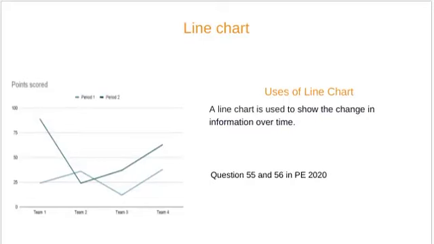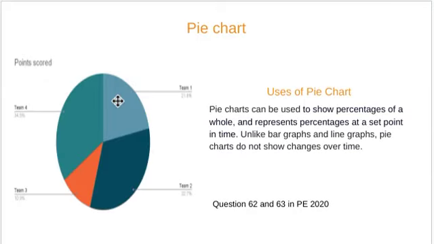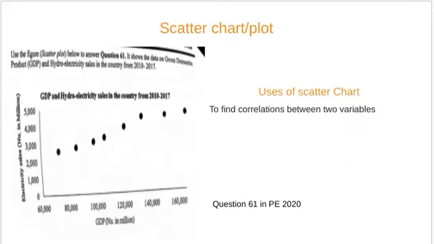The next type of chart is we have a pie chart. The use of pie chart is pie charts can be used to show percentages of whole and represents percentages at a set point in time. Unlike bar graphs and line graphs, pie charts do not show changes over time. And it was in question number 62 and 63 in PE 2020.